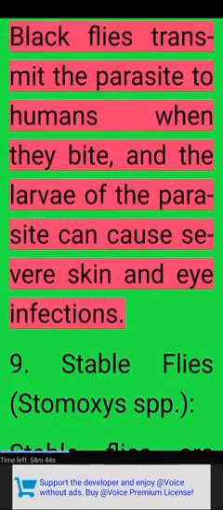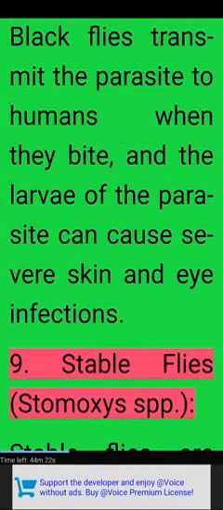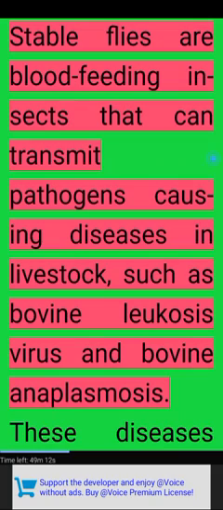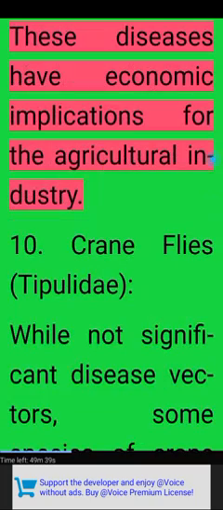9. Stable flies, Stomoxys spp. Stable flies are blood-feeding insects that can transmit pathogens causing diseases in livestock, such as bovine leukosis virus and bovine anaplasmosis. These diseases have economic implications for the agricultural industry.